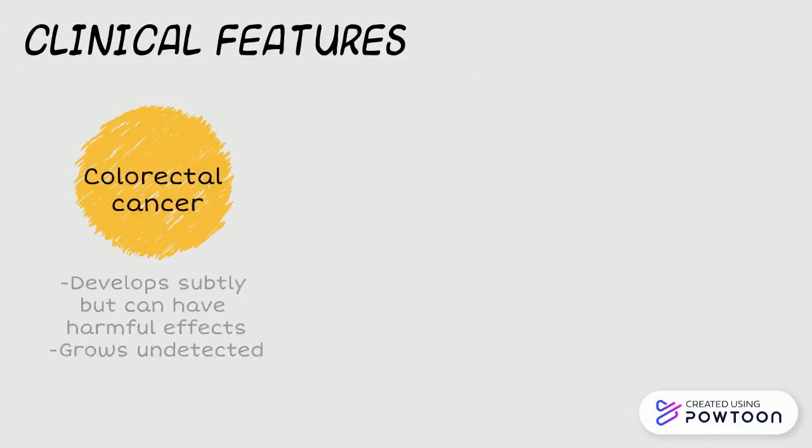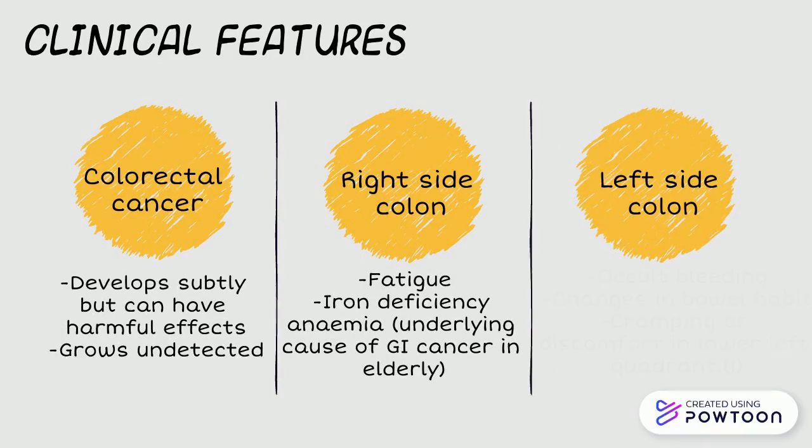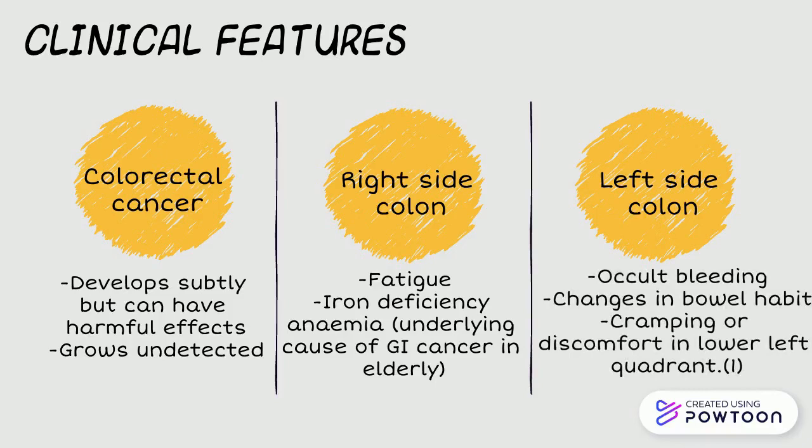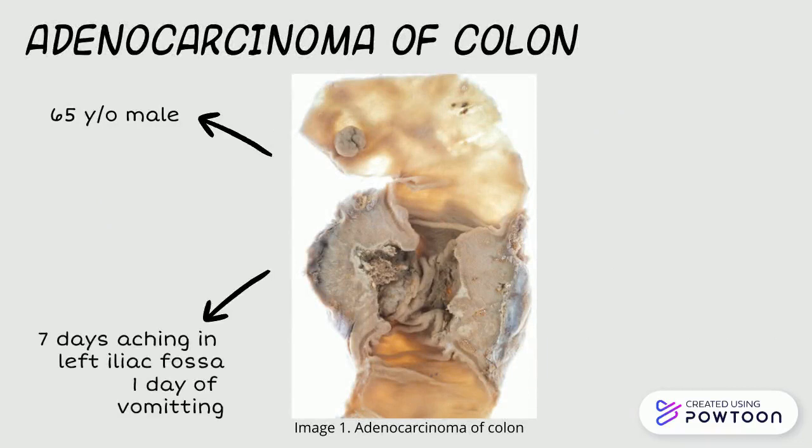Colorectal cancer often develops insidiously and can go undetected. Tumours on the right side of the colon are associated with fatigue and weakness due to iron deficiency anemia. Tumour growth on the left side causes occult bleeding, changes in bowel habits, and cramping or discomfort in the lower left quadrant. The specimen shown here is from a 65-year-old male who presented with 7 days of aching in the left iliac fossa, consistent with tumour growth on the left side colon.